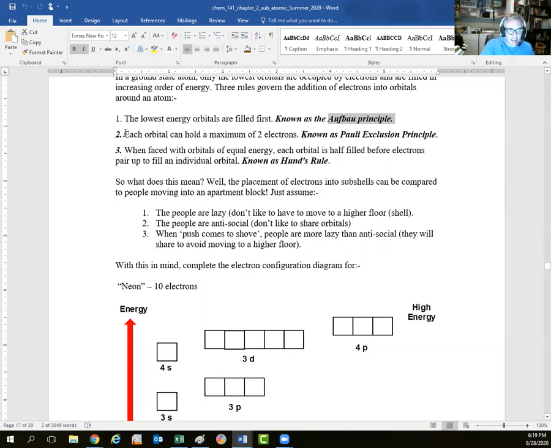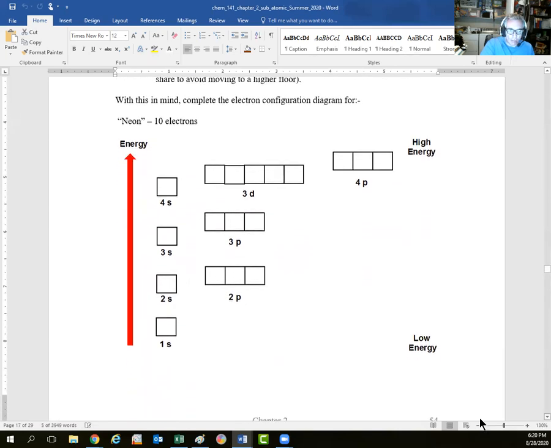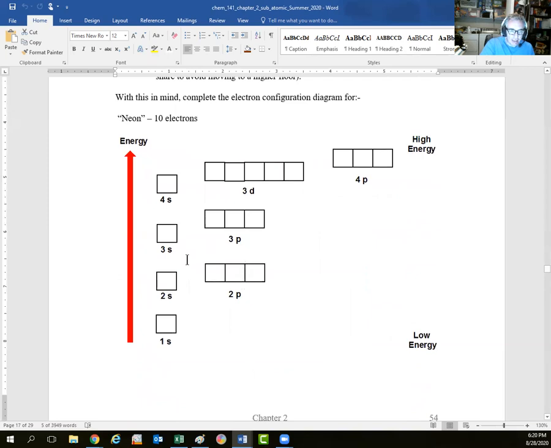Our second rule is that each individual orbital can only hold a maximum of 2 electrons. And so this is what we call the Pauli exclusion principle. It's like each bedroom in an apartment block had a maximum of 2 occupants. And then finally, Hund's rule, and this is only for subshells when there are orbitals of equal energy. So that either we're talking about one of the p subshells or talking about a d subshell, which have multiple orbitals. Let me get my pen working for this.